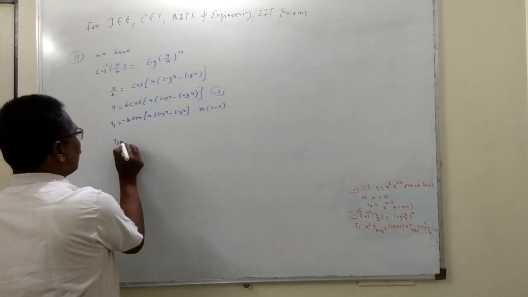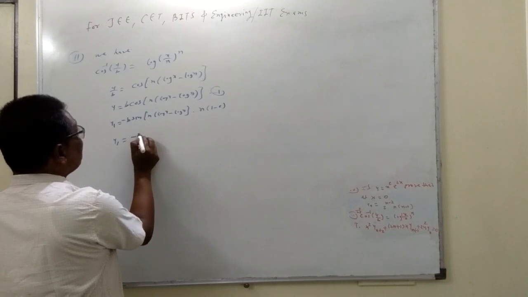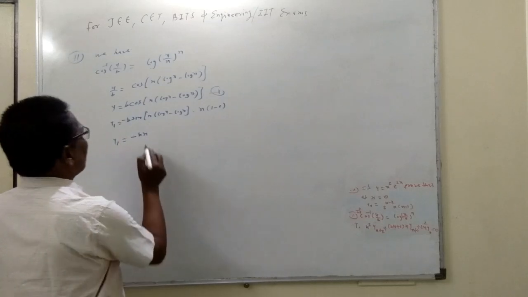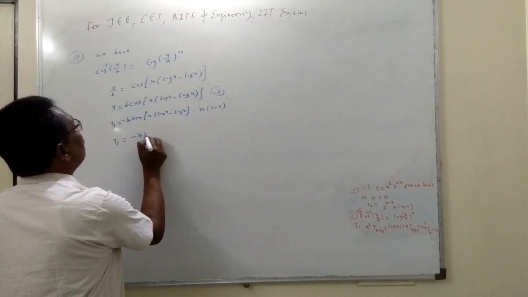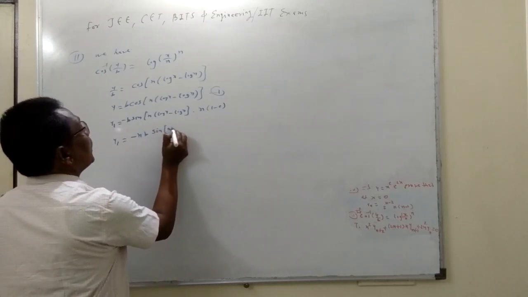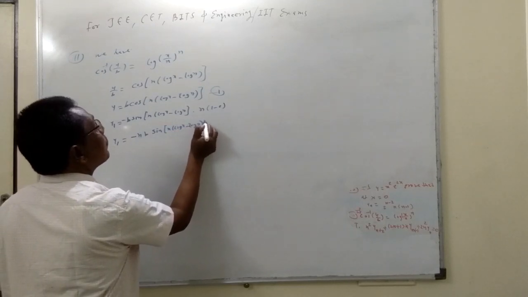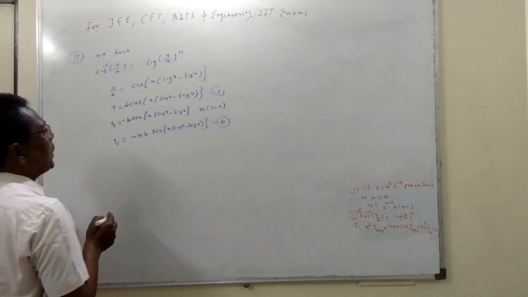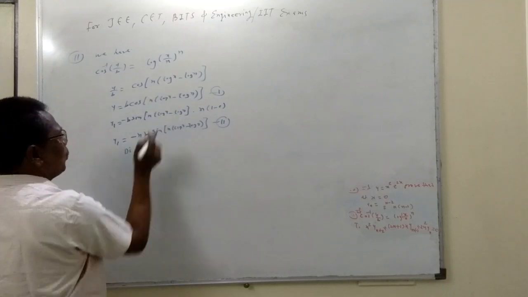So y1 is equal to minus n b sin into bracket n log x minus log n. Now differentiate this again with respect to x. Now substitution we are getting.